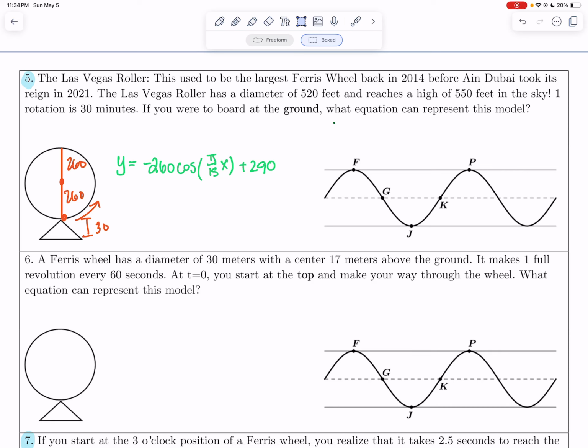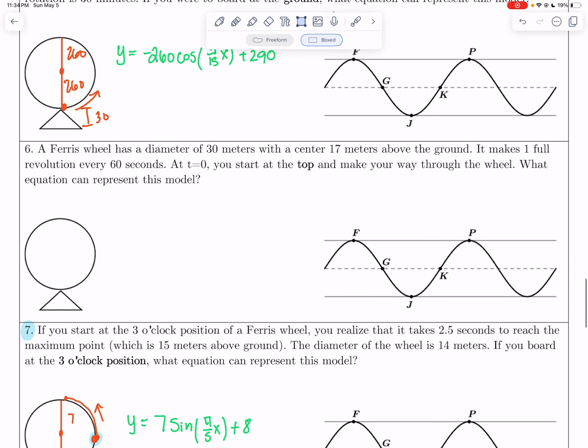Alright, in this video, I am going to show you how to graph Ferris wheel problems. I'm not going to show you how to set it up. If you want to know how to set it up, I have linked Mr. Tohak's video for number 5 and number 7 here.